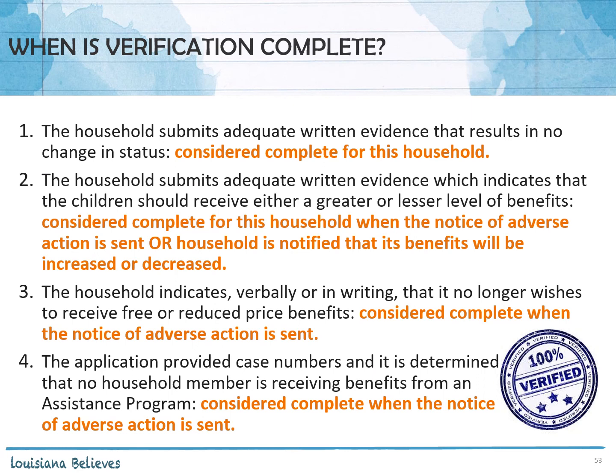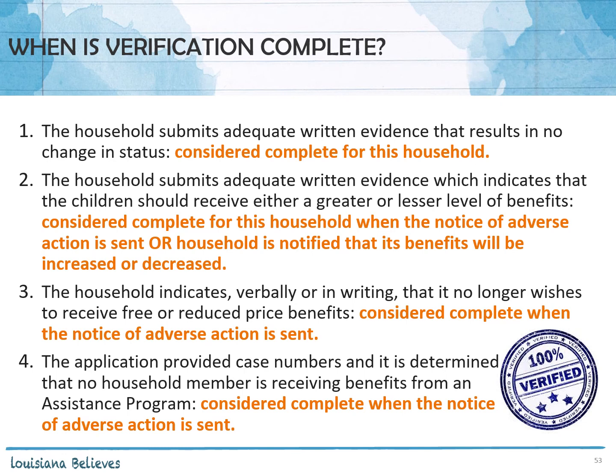When is verification considered complete? Verification is considered complete when, number 1, the household submits adequate written evidence that results in no change in status. At this point, verification is considered complete for this household. Number 2, the household submits adequate written evidence which indicates that the children should receive either a greater or lesser level of benefits. Verification is considered complete for this household when the notice of adverse action is sent or the household is notified that its benefits will be increased or decreased.